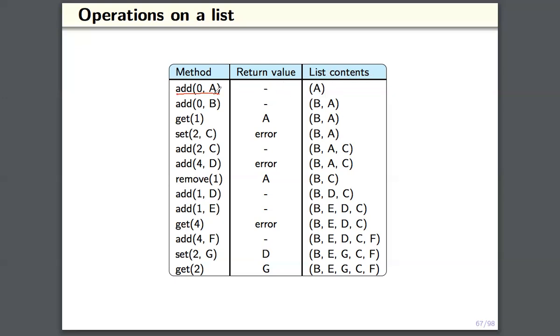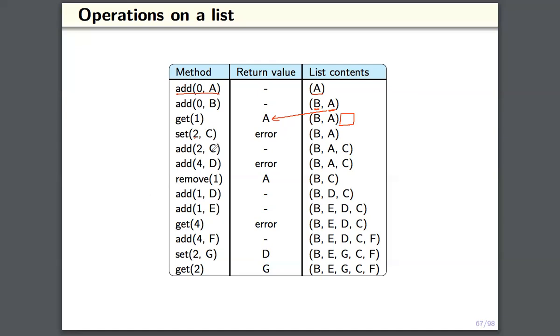And the content at the 0th index, you have a. Add 0 b. B will be added at the 0th index, and a shifts. Get of 1. At 1 you have a, so a will be returned. Set 2 comma c. What about position 2? Set means what? Modify, right? What do you have at position 2? 0, 1, 2. The list does not contain position 2 here.